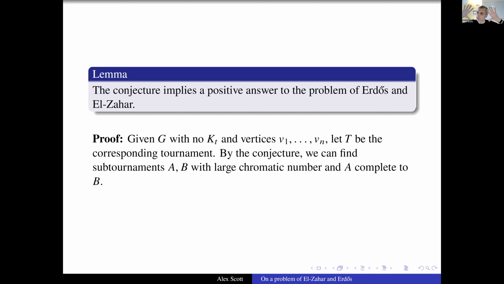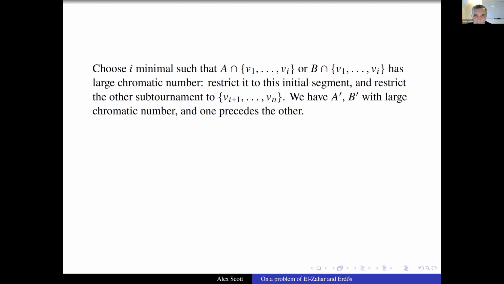Okay, so let's just clean it up a bit. We'll shrink to a subset of A and a subset of B so that one comes before the other. And that's straightforward to do. So you just look at the restriction of A and B to initial segments of your vertices, v1 up to vi, and you carry through until the first point where one of them has large chromatic number, say half the chromatic number that you started with. So either A or B, when restricted to v1 up to vi, has chromatic number reasonably large. And that means the other one, if you restrict it to the rest of the vertices, so v(i+1) up to vn, also has chromatic number large.